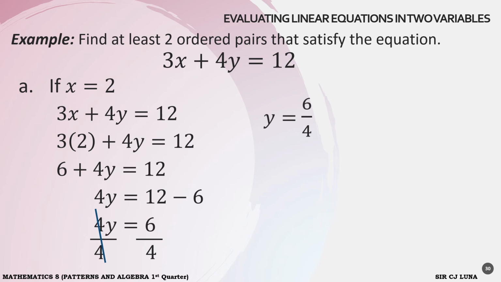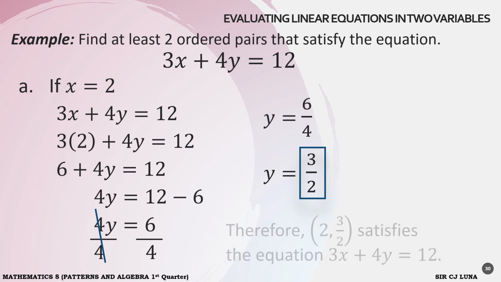We can simplify this. 6 over 4 can be simplified into 3 over 2, because the GCF of 6 and 4 is 2. So divided by 2, we have the answer 3 over 2. That means if x is 2, y is 3 over 2. Therefore, 2 and 3 over 2 satisfies the equation 3x plus 4y equals 12.